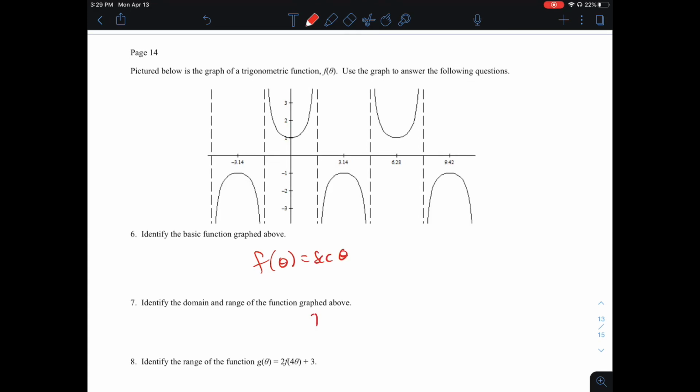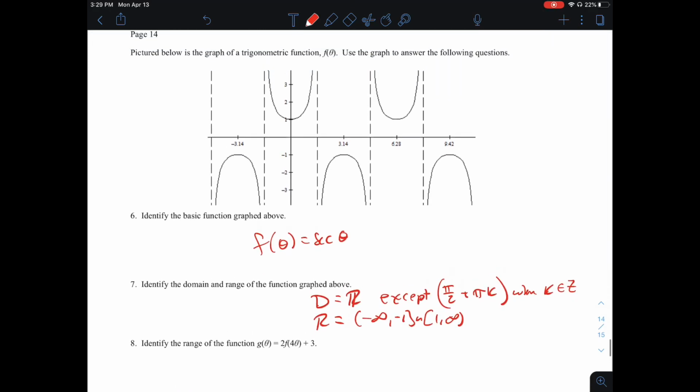Identify the domain and range. Well, the domain is all real numbers except the vertical asymptotes. We got one here happening between 0 and 3.14, so that would be 3.14 over 2, which is pi over 2. And then how far apart are these? These are pi apart. So we say pi over 2 plus pi k, where k is an integer. What's the range for this? Well, the range goes from negative infinity up to -1 inclusive, and then goes from 1 to infinity.